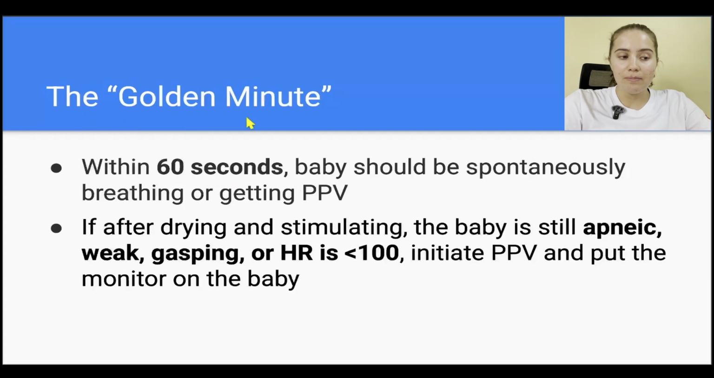Now we'll talk about the golden minute. And this is just within 60 seconds, a baby should be spontaneously breathing or getting ventilation. So it's just a good thing to keep in mind that once the baby is born, after 1 minute has passed, this is a little check mark that you need to make. Has the baby started crying, is breathing on their own, or do I need to start ventilating this baby? So if after you've dried, stimulated the baby, you've done all the things trying to get the baby to pink up, if they're still apneic, weak, gasping, or if the heart rate is less than 100, you should start ventilation. And if you have a monitor on hand, you should place that on the baby.